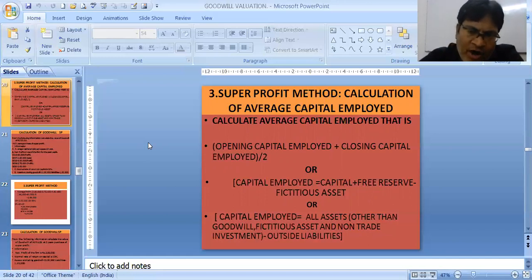Or it can also be found out from the asset approach. We take all assets other than goodwill, fictitious assets and non-trade investments. Fictitious assets and goodwill we will not take, and other assets we will all take, minus outside liabilities, all the liabilities. So the whole asset minus the entire liability is left with capital. These 3 are the methods by which we can find out capital employed as given in the sum. We will be doing it.